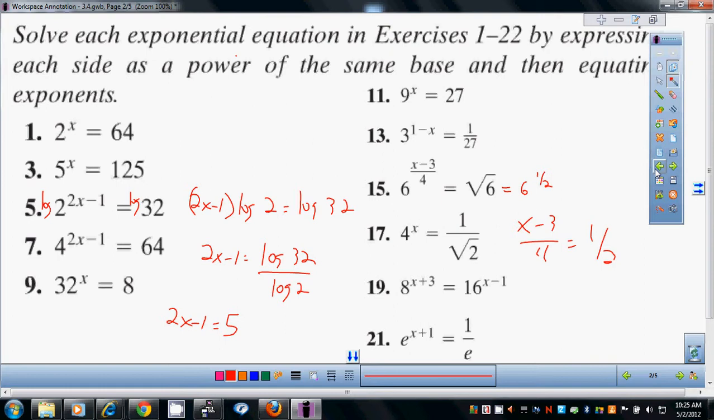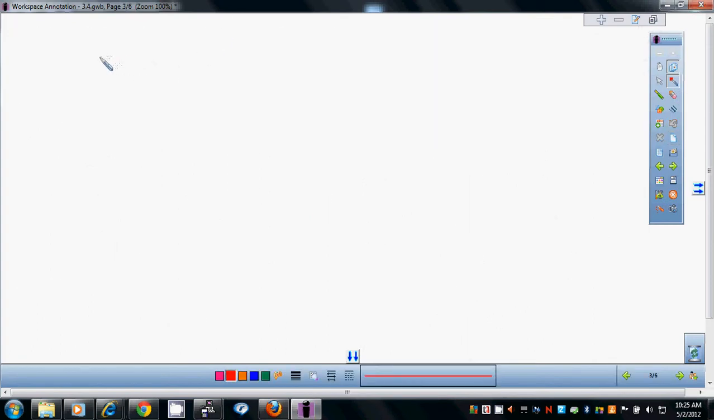But 21, if you rewrote it, that'd be e to the x plus 1 equals e to the negative 1, and you could just set those two equal if you wanted to. Natural log makes more sense, obviously, but you don't have to. 1 over anything, well, that's something we talked about a few days ago, a way to write exponents. There's the normal number exponents, fractions give you roots, and negative exponents like 2 to the negative 2 is the same as 1 over 2 squared. A negative exponent just flips to the denominator. So like if I had 1 over x cubed, that's the same as x to the negative 3.